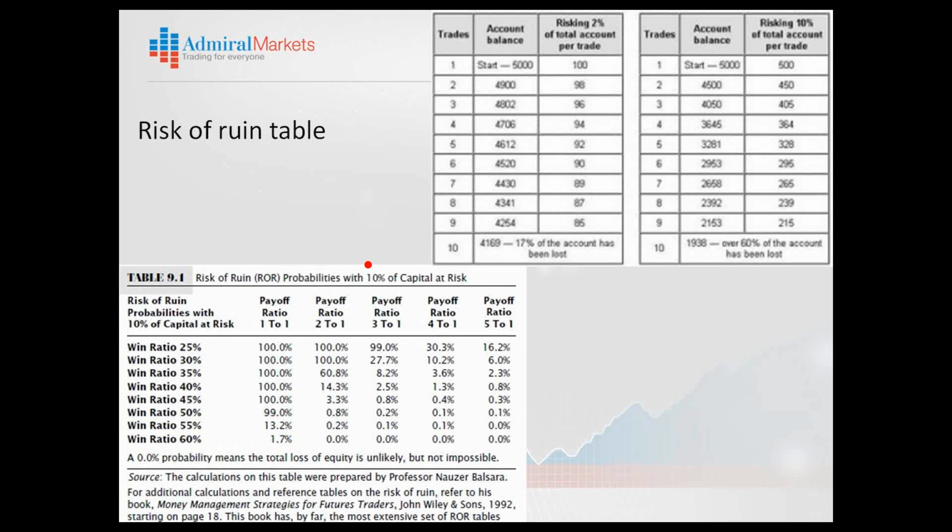So that's with 10%. But the funny thing is that if you look at the 10%, that 2%, and compare that to 10% with the starting account of 5,000, you quickly see that 17% of the account has been lost if you have 10 losses in a row. And it doesn't necessarily have to be 10 losses in a row. It could be 5 losses, 2 break-evens, a win, and then another 5 losses. That more or less would have the same effect. And if you would risk 10%, it would be over 60%.